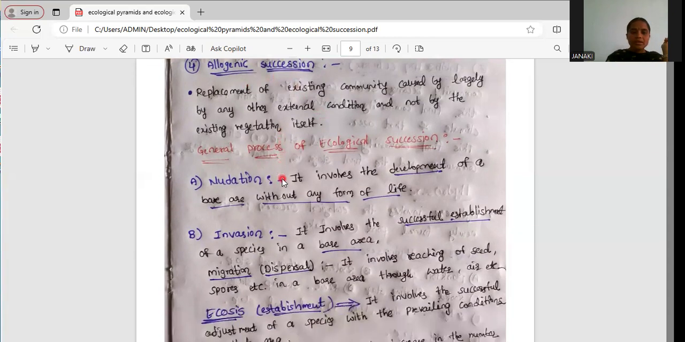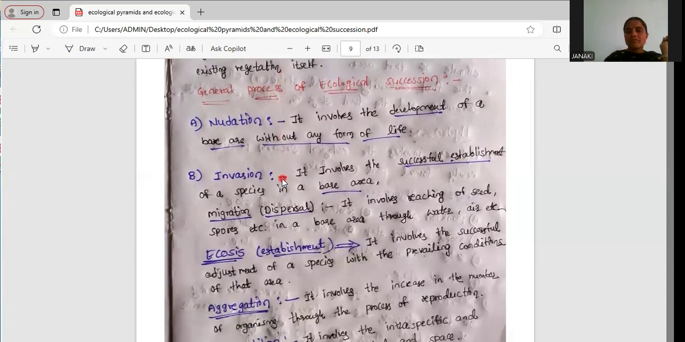Next, the general process of ecological succession. First one, nudation. It involves the development of a bare area without any form of life.